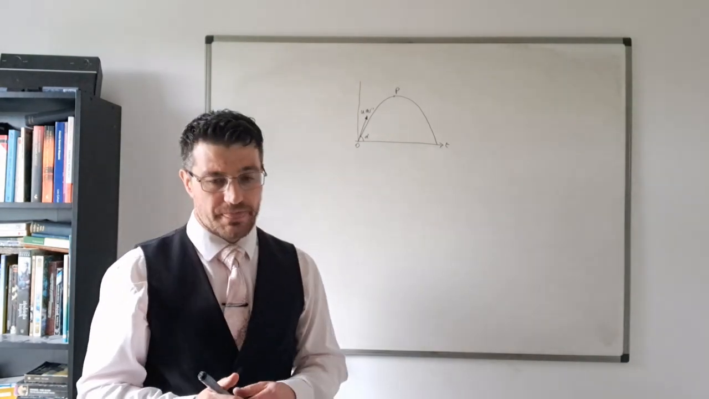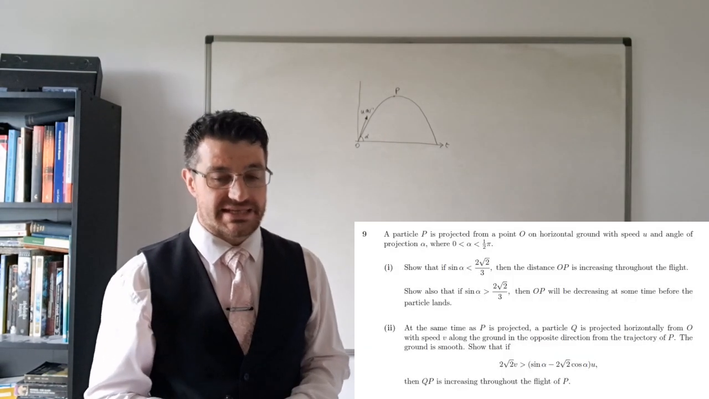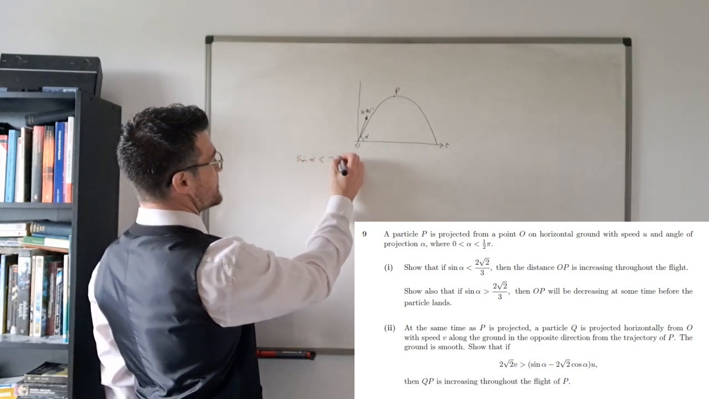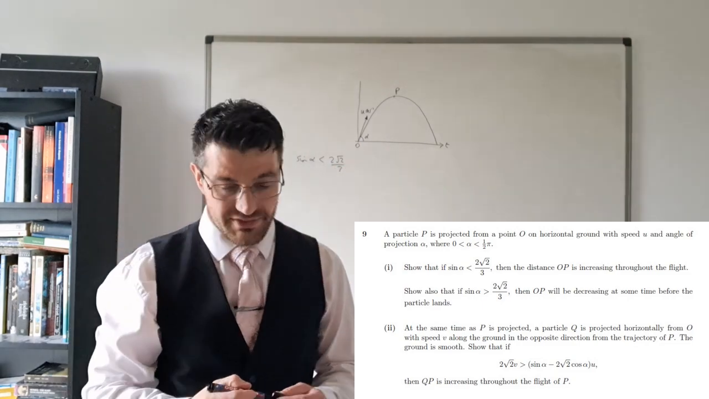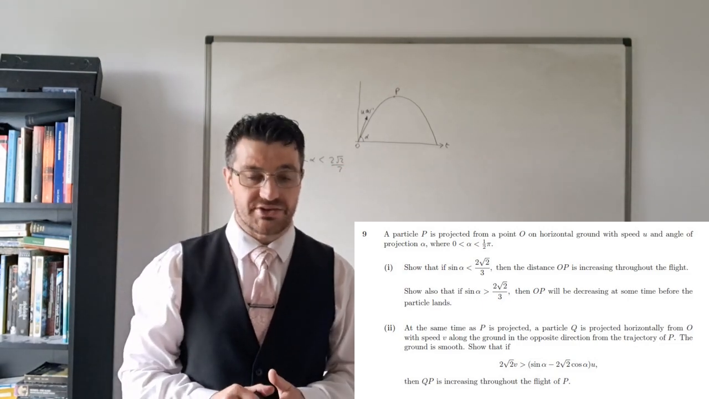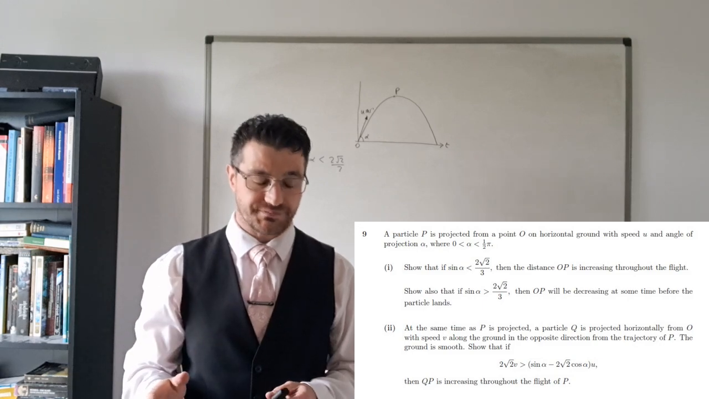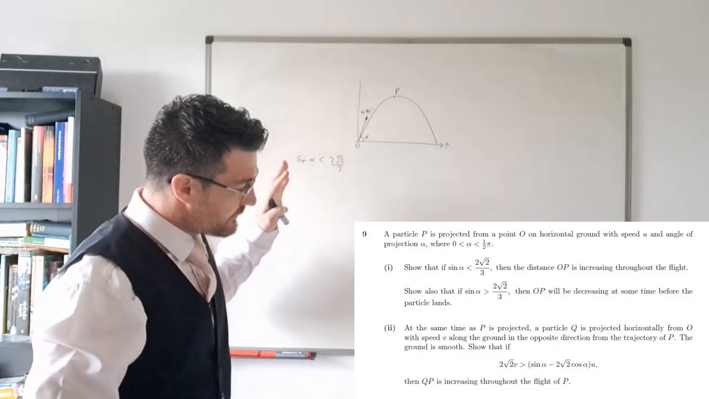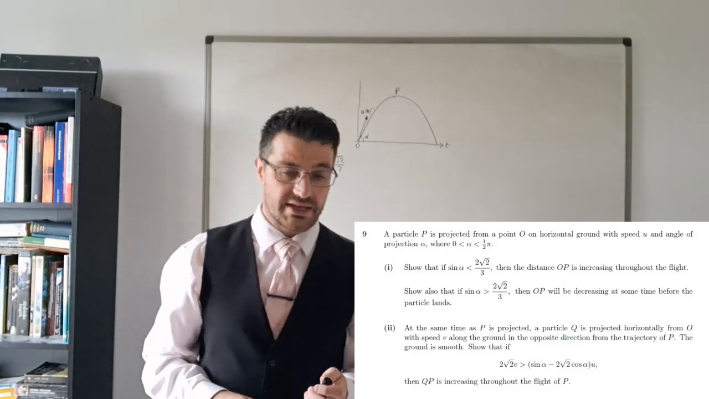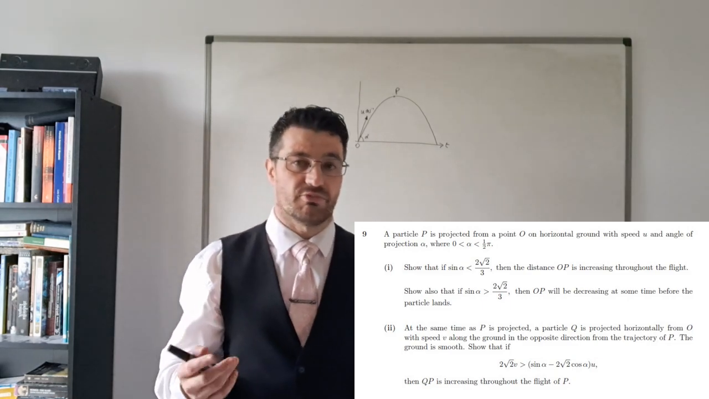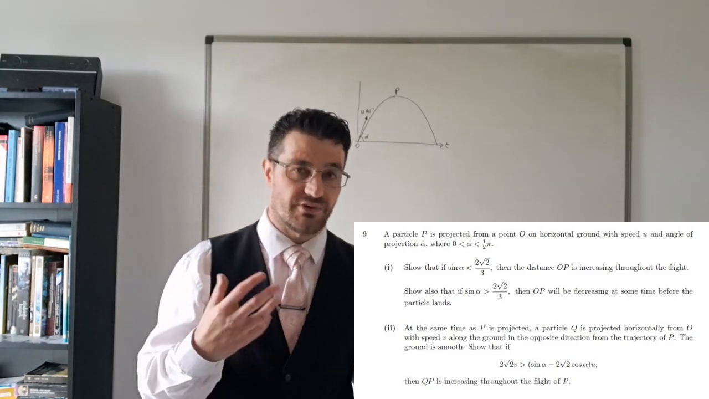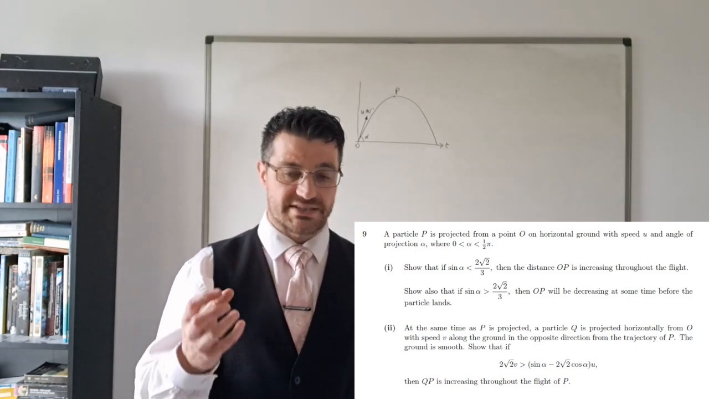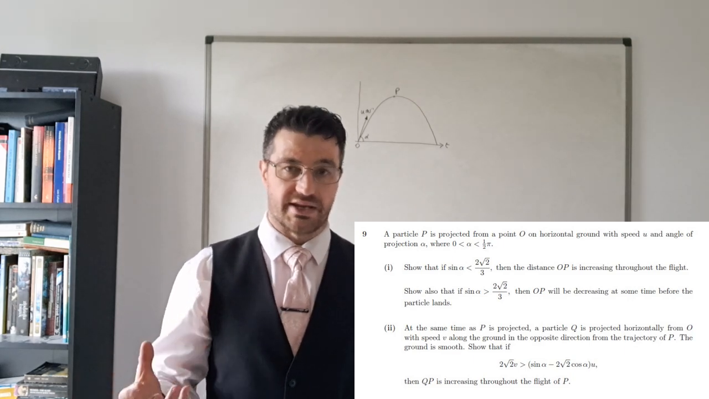Okay, so part 1. Show that if sine alpha is less than 2 root 2 over 3, then the distance OP is increasing throughout the flight. Okay, so first, what we ultimately need to do here is to find a function, an equation, or an expression, should I say, to express the distance OP algebraically.